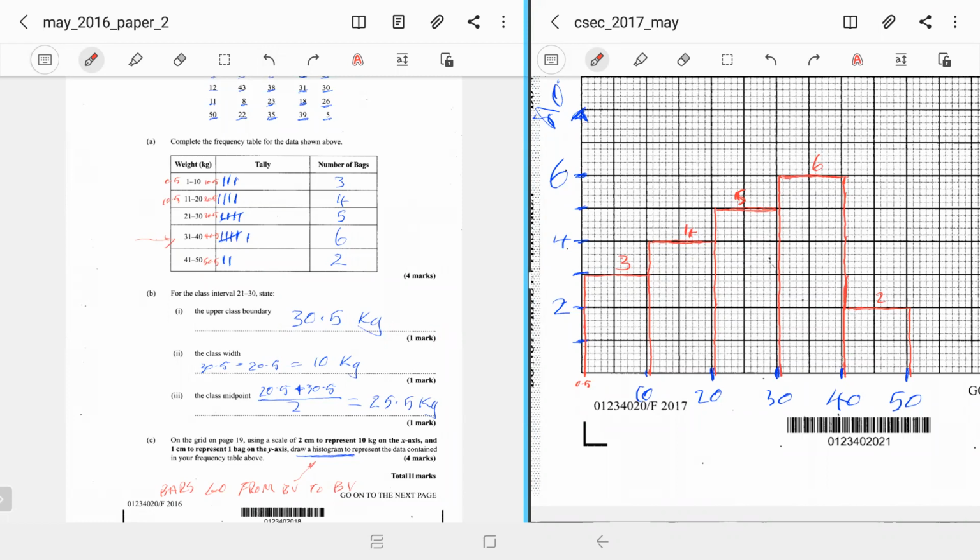All right. So the question I wanted to ask you: the modal class. So we agree that this is the modal class, right? 31 to 40. Which of the bars over here represents the modal class? So the tallest one, sir. This one represents the modal class.